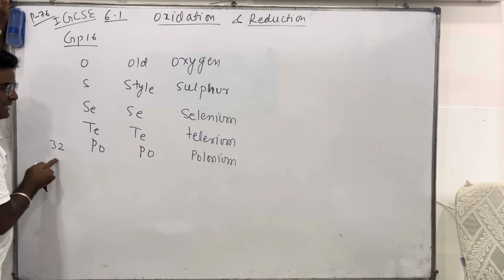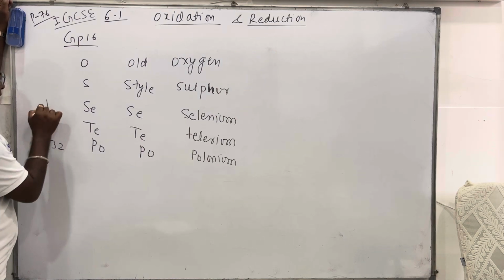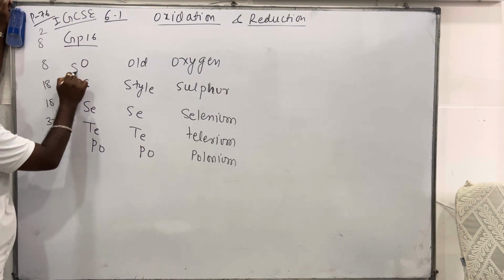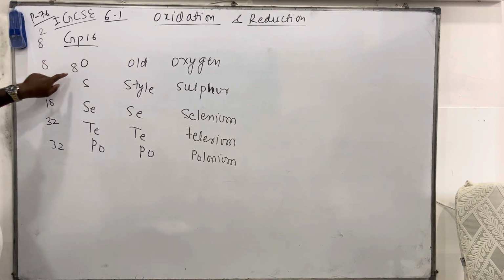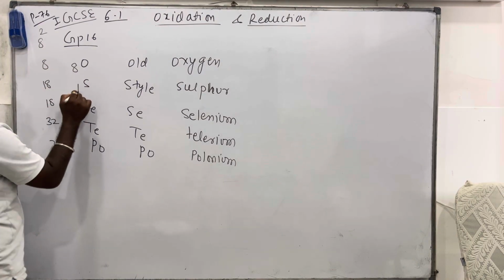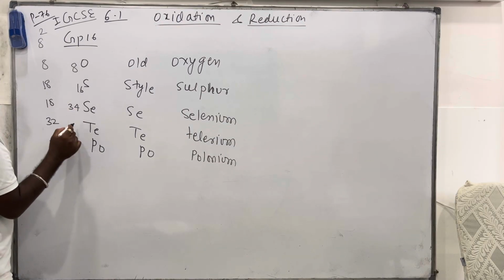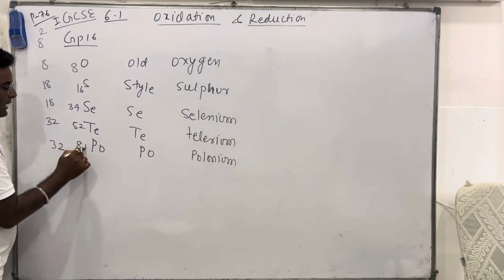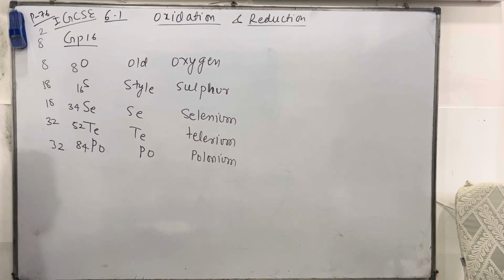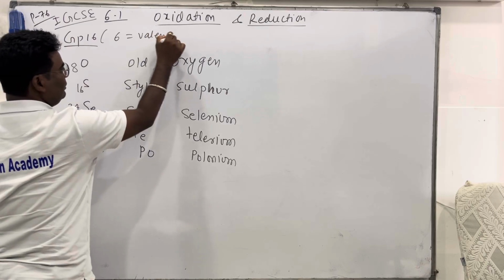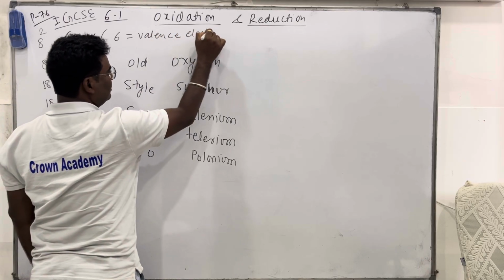So how to remember the next atomic number? By following this magic number: 32, 32, 18, 18, 8, 8. Oxygen atomic number is 8. So now add 8 plus 8 is 16. 16 plus 18, 34. 34 plus 18 is how much? 52. 52 plus 32 is 84. Understood? So it has 6 electrons in the last orbit. That is called valence electron.